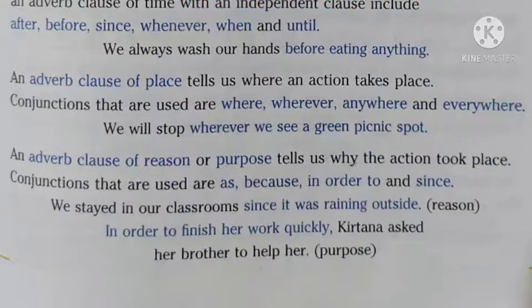Adverb clause of place. How can we identify an adverb clause of place? If there are connectors like where, wherever, anywhere, and everywhere, these connectors denote an adverb clause of place. So an adverb clause of place tells us where an action takes place, where an action happened.